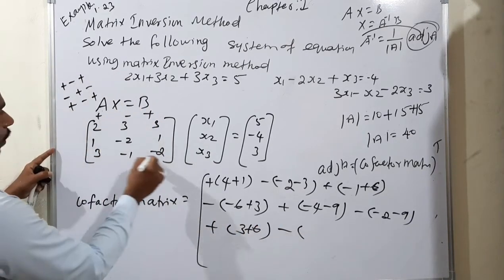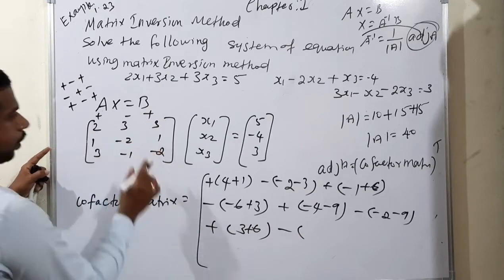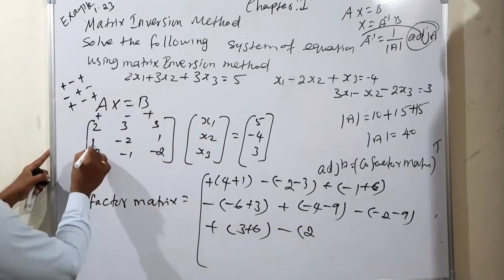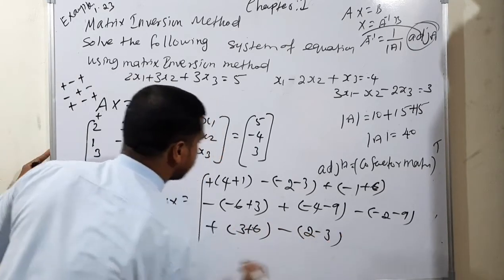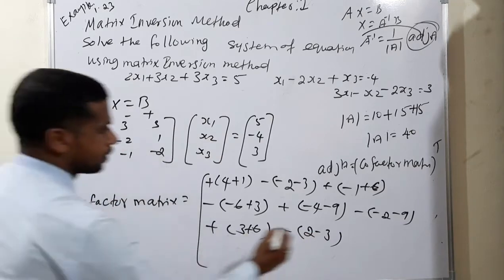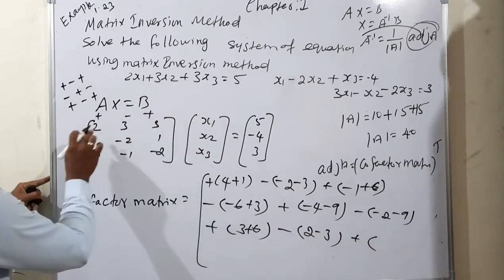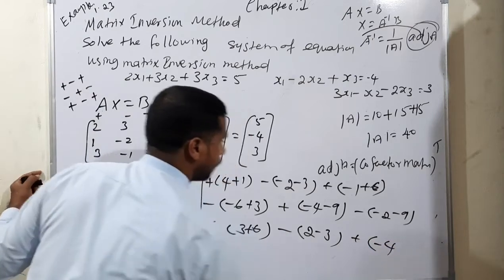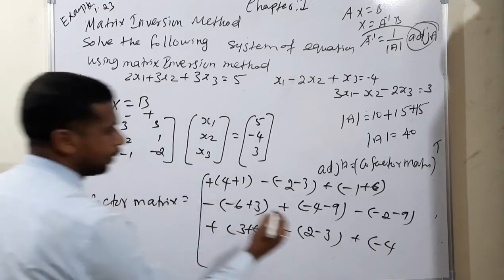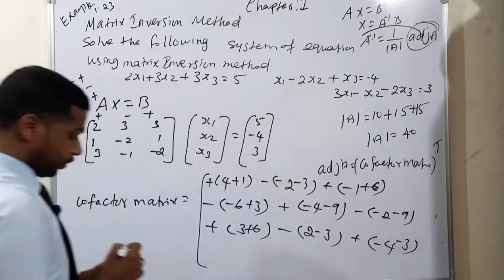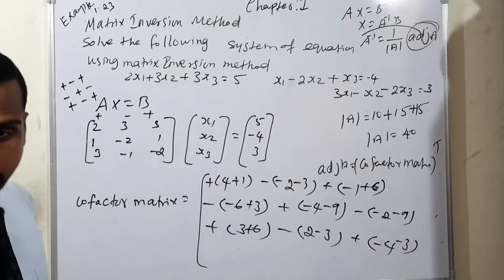Again, if you skip row and column of 1 means, listen very carefully, 2 into 1, 2. Cross multiply means 1 into 3, minus 3. Last term, plus sign. 2 into minus 2, minus 4. Cross multiply means 1 into 3, 3. Extra minus will be added. So, minus 3 will come. So, listen.